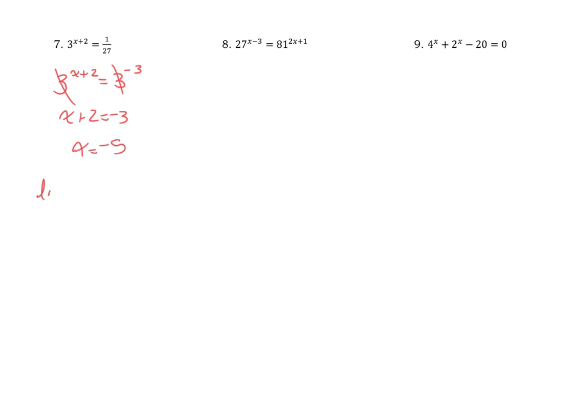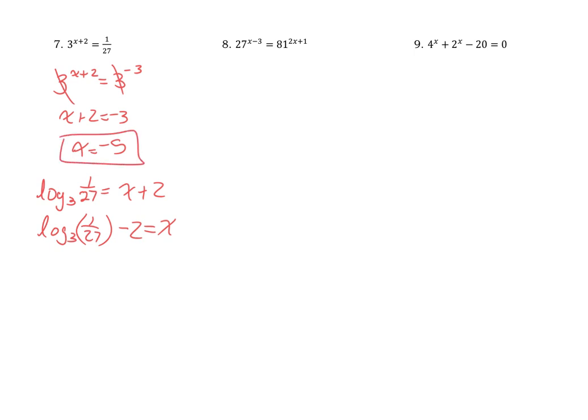You could have written log base 3 of 1 over 27 equals x plus 2. And then log base 3 of 1 over 27 minus 2 equals x. Put that in your calculator and you're still going to get minus 5.